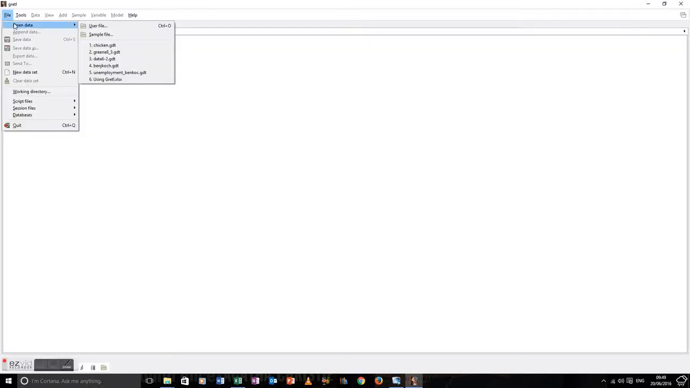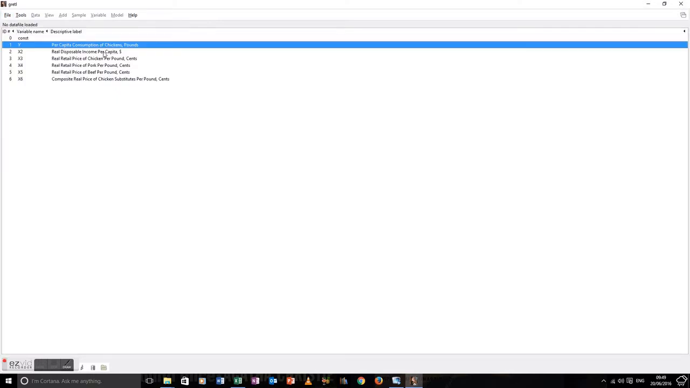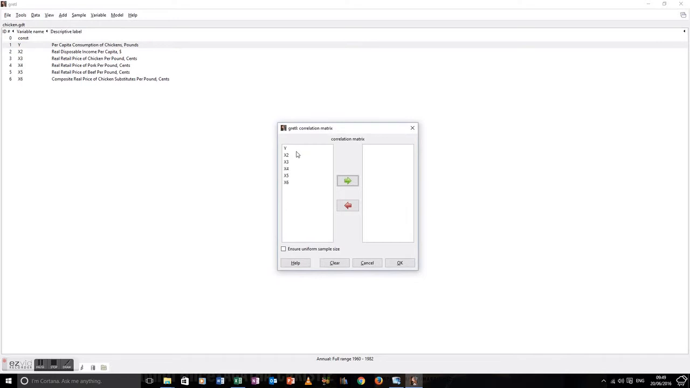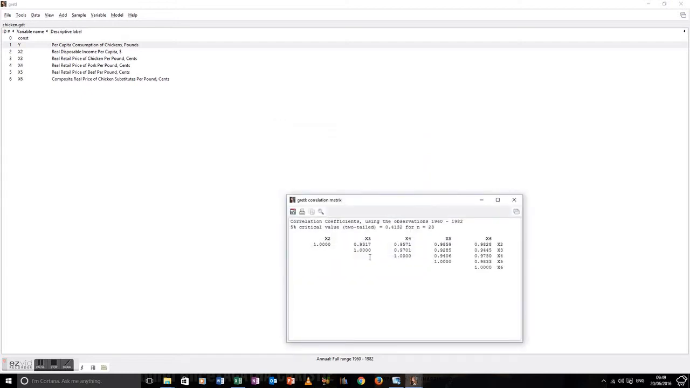Okay, let's return to the chicken model. Now, if you remember, I said that there were some problems with the chicken model. Let's now look at what those problems are and how we might be able to fix them. So, first of all, let's do a correlation matrix. Let's select our independent variables, x2 to x6, and click on OK.